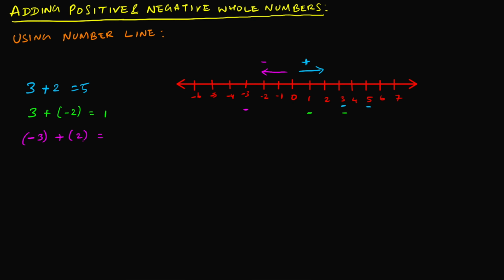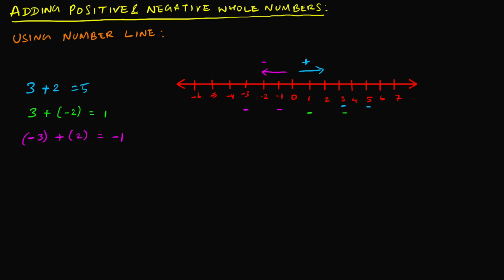Then the next number is positive 2, which means we need to take 2 steps in the positive direction from our current location. Our current location is minus 3. So if we take 2 steps in the positive direction, we'll go back to minus 1. So that's going to be our result.